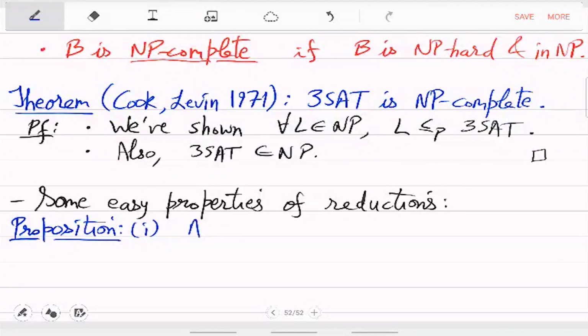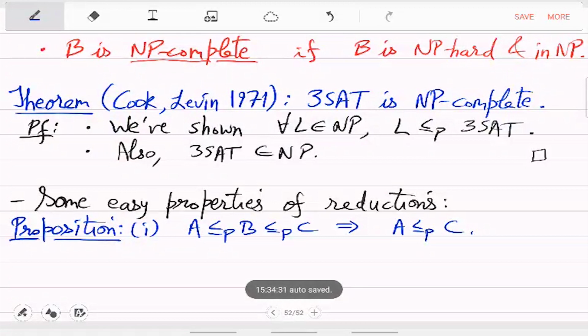So if A reduces to B, reduces to C, then A reduces to C. Right? This transitivity follows from the definition, because whatever you convert x in A to, let's say m1(x) in B, you then convert that to m2(m1(x)) in C. Take the composition and you have a path from A to C, a reduction from A to C.